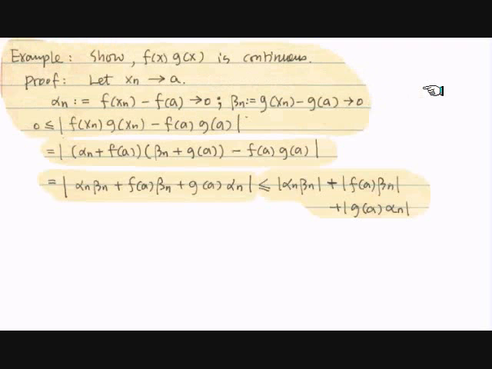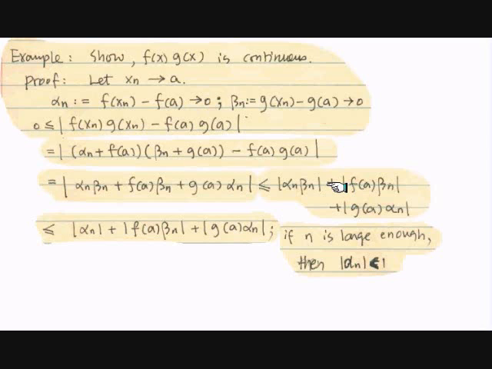So let's see. We're back to this. And here fa is a constant and beta n is multiplied and beta n approaches 0. g of a is constant and alpha n, which approaches 0, is multiplied. So we're going to use that item number 2 from the lemma for these two terms. But that one is different, so we're going to do something about it.